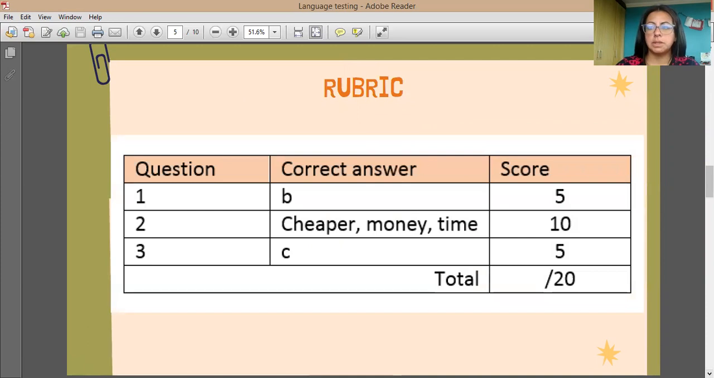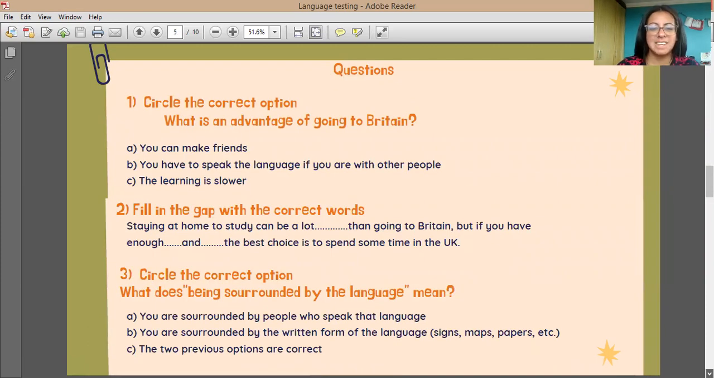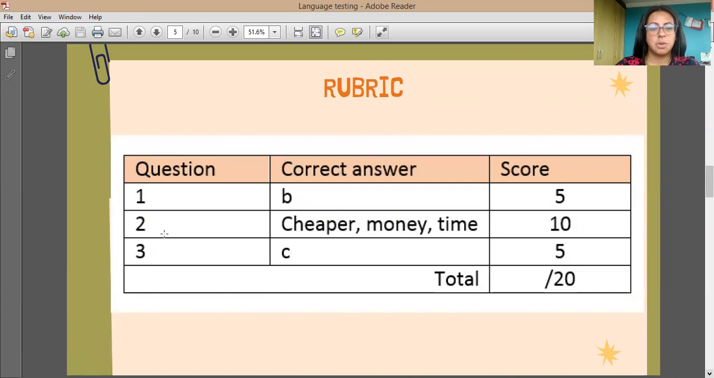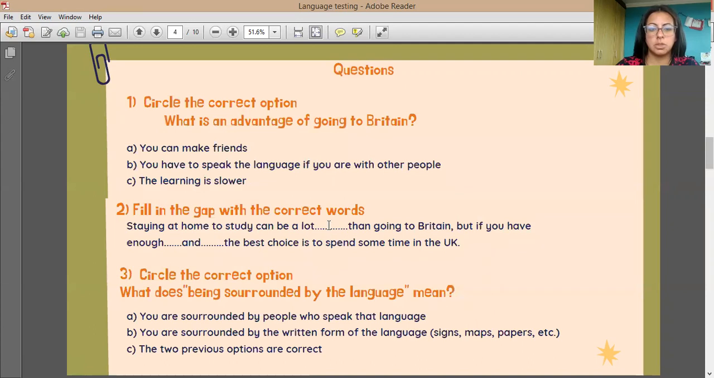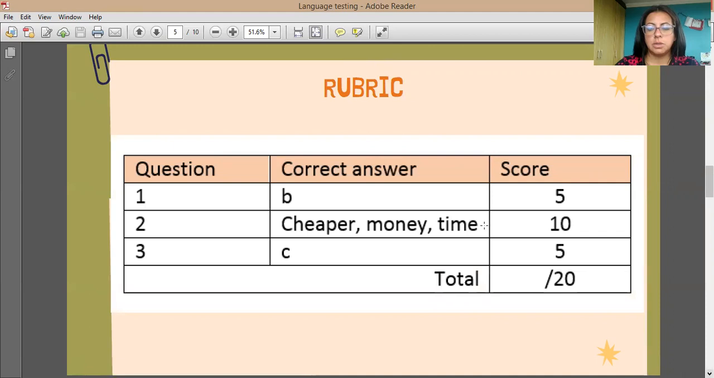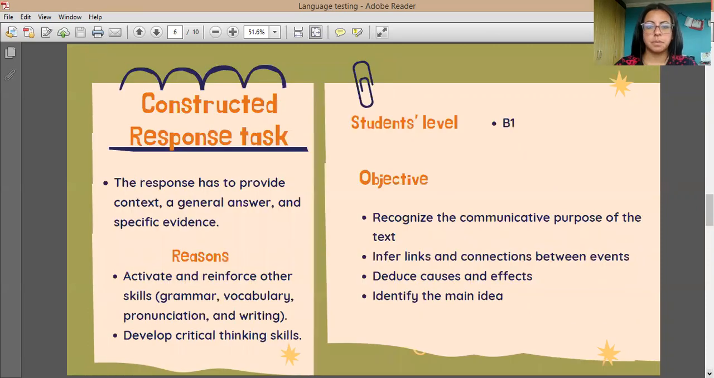Here we have the rubric. Since I only have 3 questions, I have question number 1, 2, 3. For question 1, the correct answer is B. For the third one, the correct answer is C. And for the second question, these are the correct words in the same order that should be written here. And the second question is worth 10 points. So we have here to put the final score over 20.